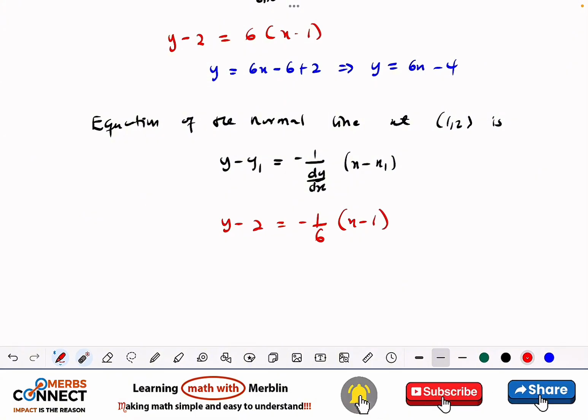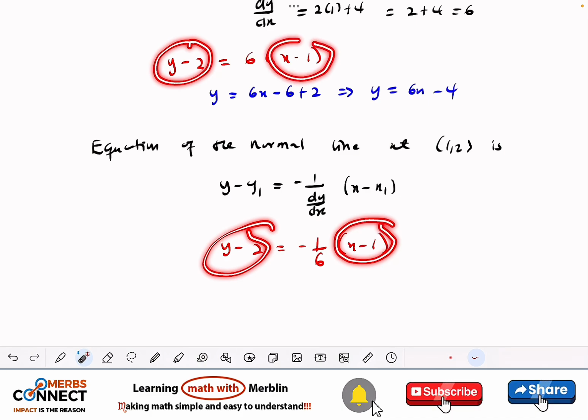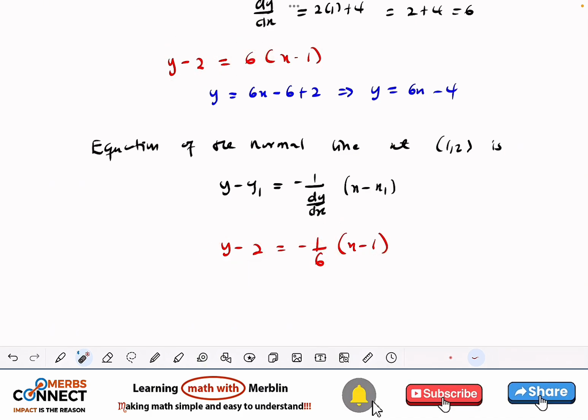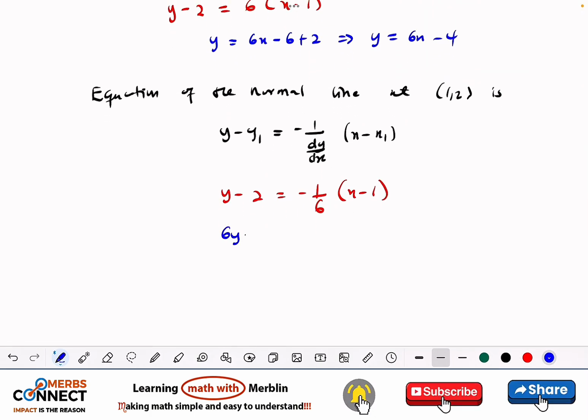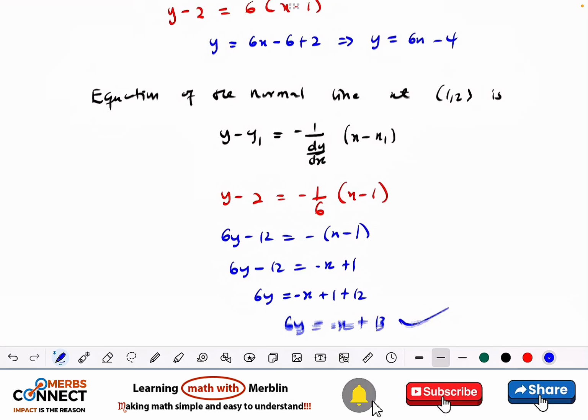So it's the same thing. This is the same thing as this, and this is also the same thing as this. The only thing that's changing is the slope, which is just finding the negative reciprocal of that. So this is going to give us 6y minus 12 is equal to minus x minus 1. And 6y minus 12 is equal to minus x plus 1. 6y is equal to minus x plus 1 plus 12. So 6y is equal to minus x plus 13. So this is the equation of the normal line.